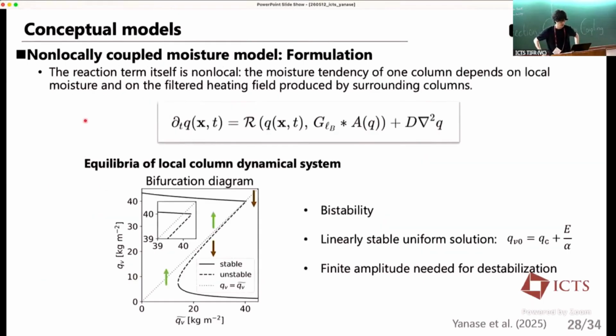And we also checked the consistency with the column model framework, for example, the stability of the column. We analyzed the reaction term here. It represents the column dynamics. Here is the bifurcation diagram of Q. The horizontal axis is one of the parameters, the environmental mean moisture one column interacts with, and the vertical axis is Q, and the solid line is a stable fixed point, and the dashed line is an unstable fixed point. So in a certain range of parameters, we could find bistability, which means the dry equilibrium and moist equilibrium coexist. That is one feature expected from column dynamics. And also, we could find the linearly stable uniform solution.